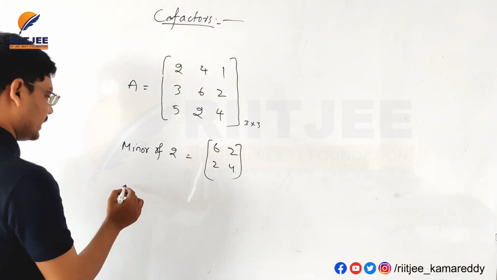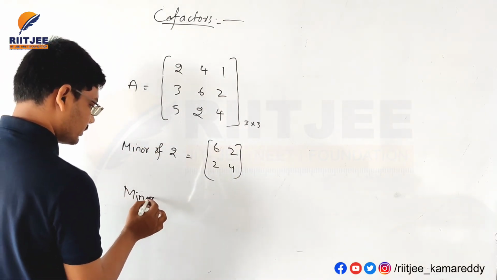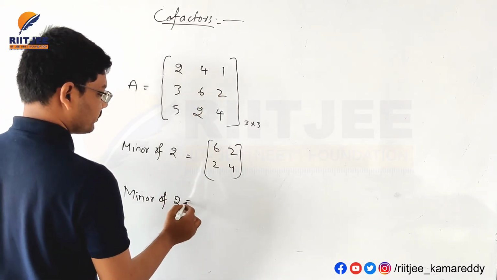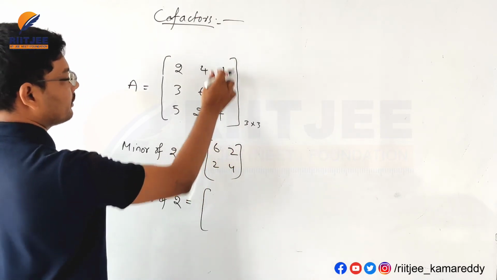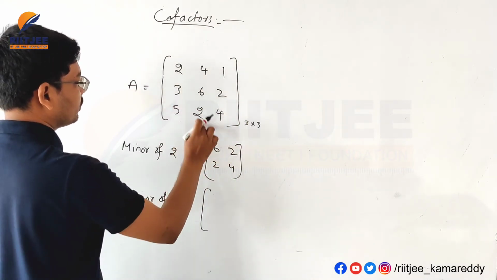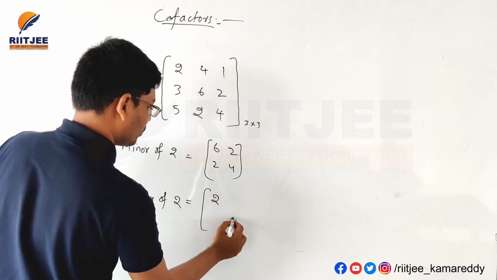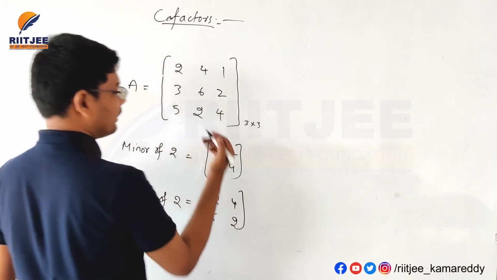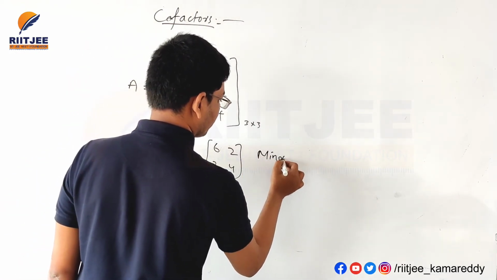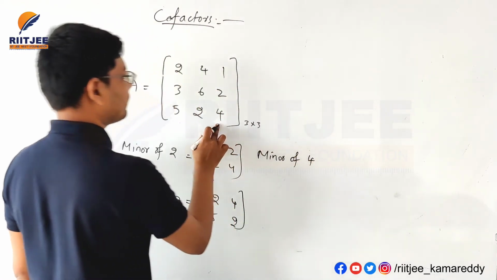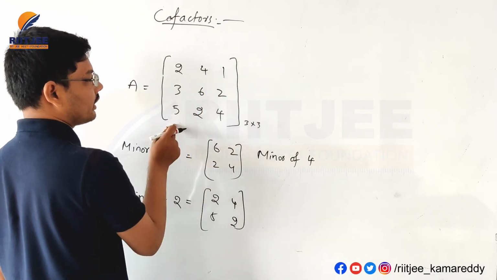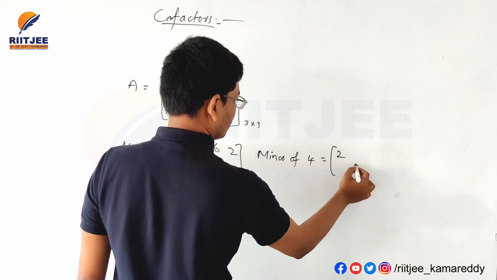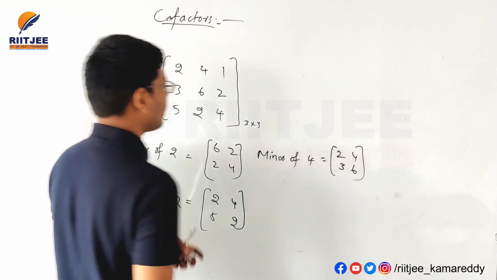And similarly you can take any element. The minor of this 2 I am taking here. Eliminate the row and column which has this 2: 2, 2 and 4, 5. This is the minor of this 2. And similarly you can take any value. The minor of 4 I am taking here. Eliminate the row and column which has 4: 2, 6, 4, 3. This is all about minors.